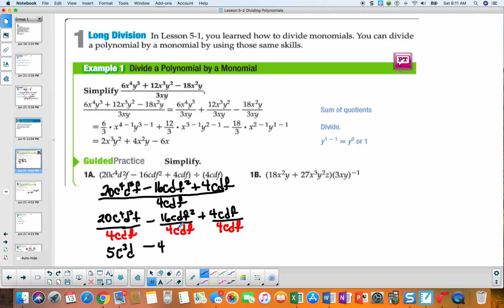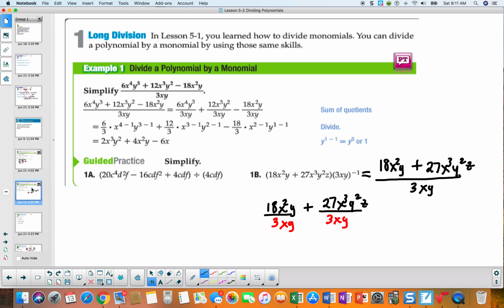Minus 4, I can see the c's are going to reduce, the d's are going to reduce, I'll have 1 f remaining. The 4's are going to reduce, c's, d's, and f's, so I'm going to have 1. I have the same thing over the same thing, which is equal to 1. Let's go ahead and go to the next problem.